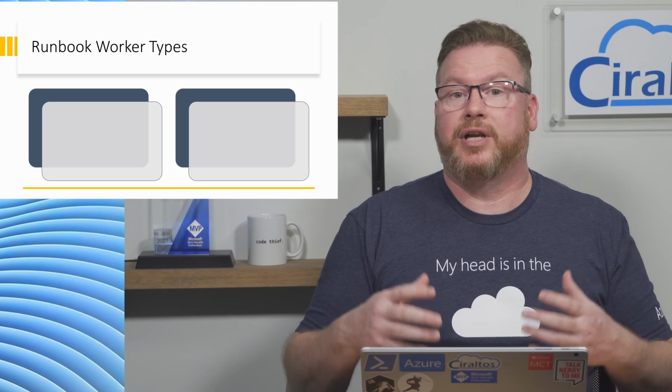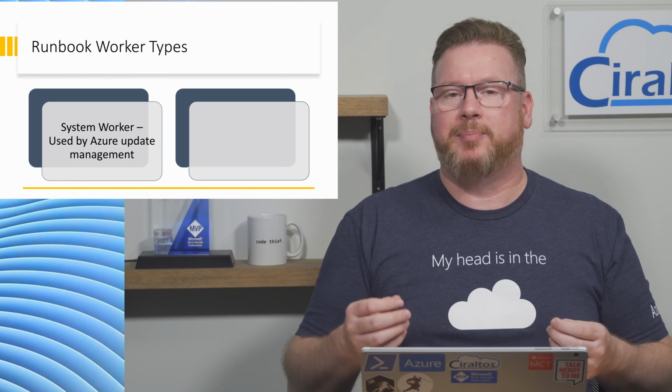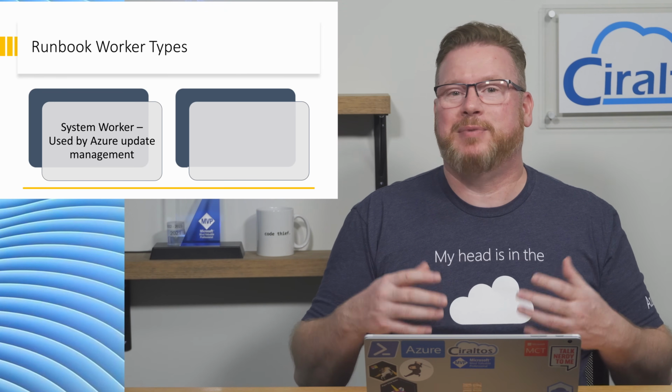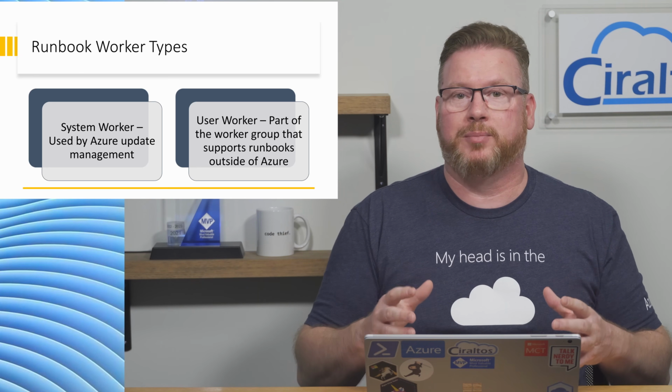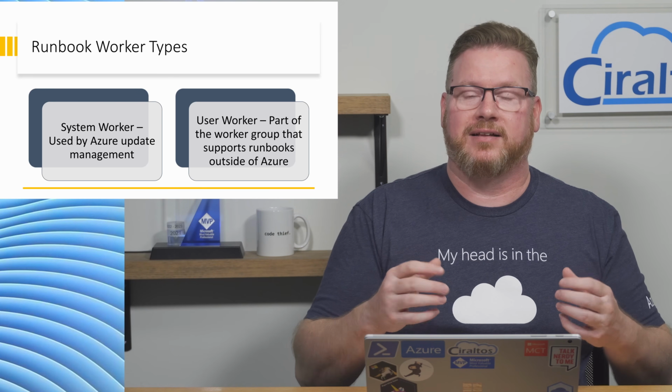And something else to know, there are two types of runbook workers. There's a system worker. This is used by Update Management and runs hidden runbooks to update the system. And the other type is a user worker. This worker is part of a worker group and supports runbooks outside of Azure. We add a user worker by installing an agent.